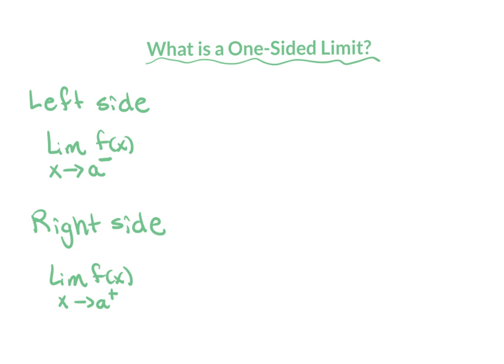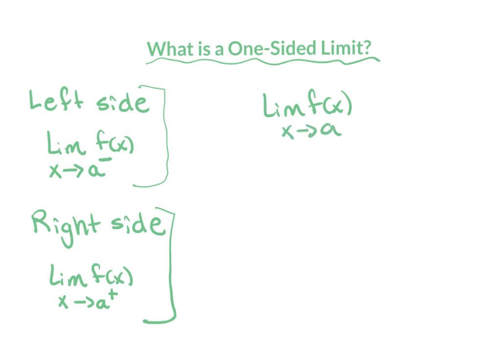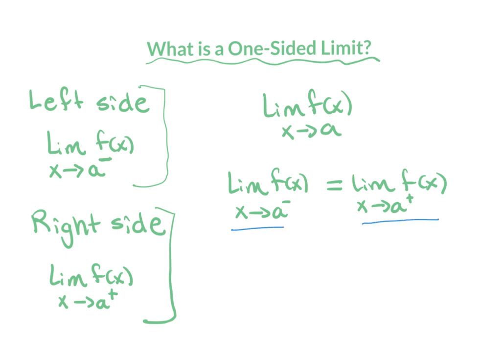So you can look at just the left-sided limit, or just the right-sided limit, or if you want to look at the limit of f of x as x approaches a, so not from the left specifically or from the right specifically, what has to be true is that the left side has to equal the right side. A left-sided limit could be different than the right-sided limit, but the limit at that value only exists if the left side and the right side are equal.